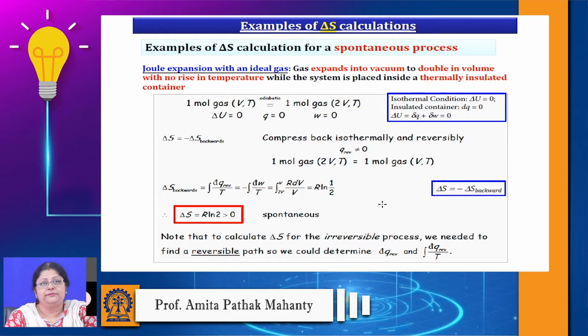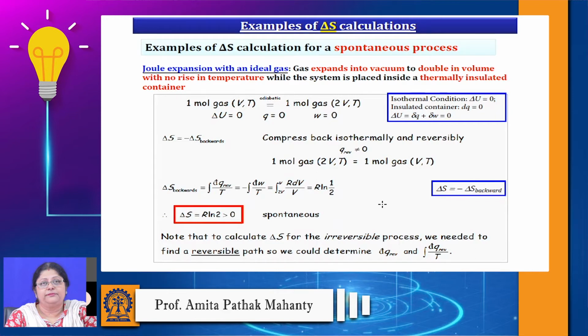Two bulbs are there. Let the bulbs be of the same size. One contains the gas and the other is vacuum. They are connected together by a pipe which has a stop cork. Now you remove the stop cork. The entire system is placed in a container where there is no heat exchange with the surroundings. So it's an adiabatic insulated container, and I am saying the expansion is taking place isothermally. There is no change in temperature.